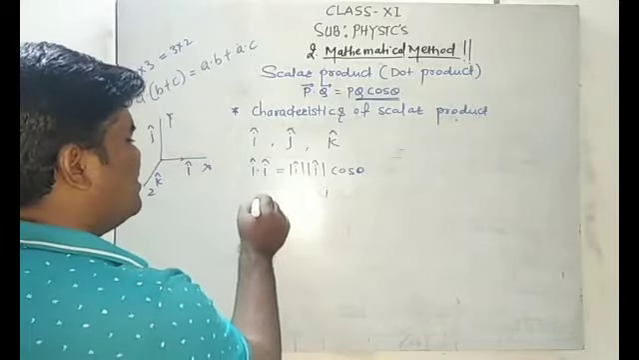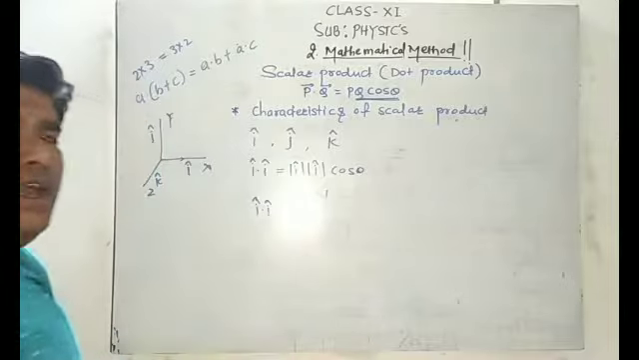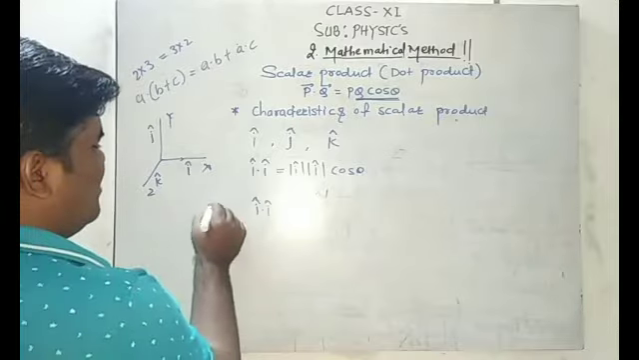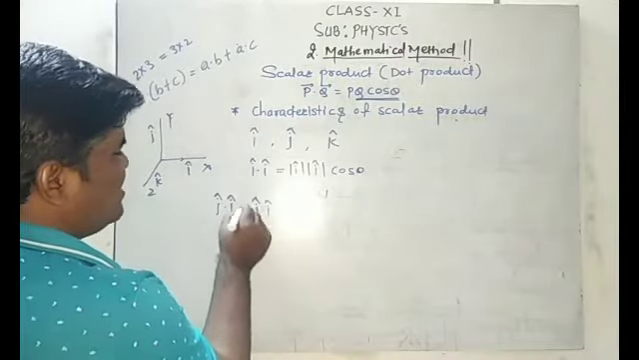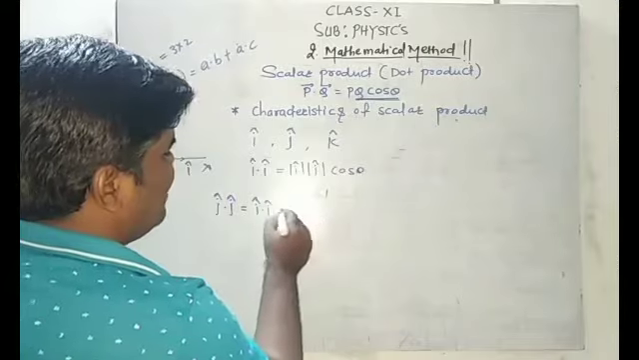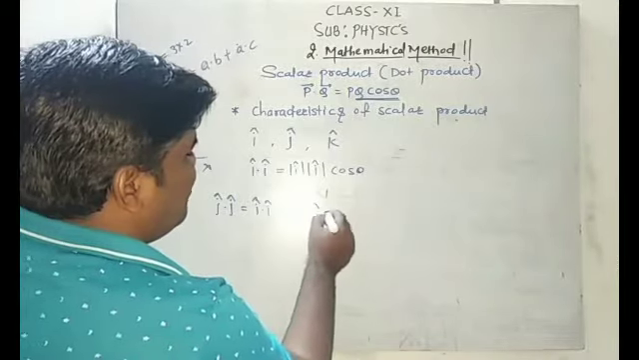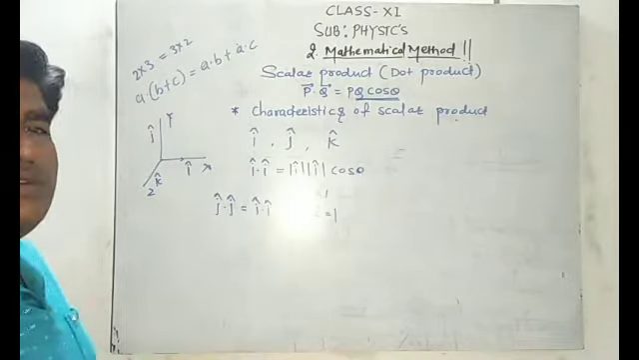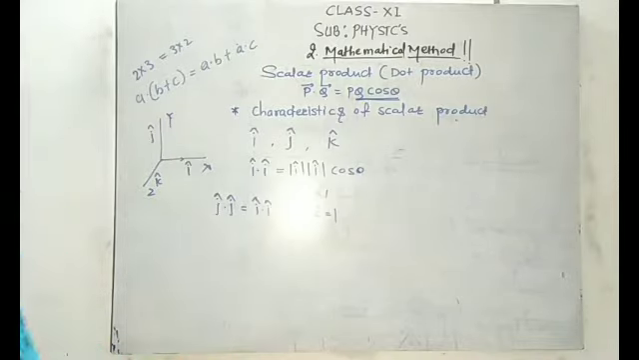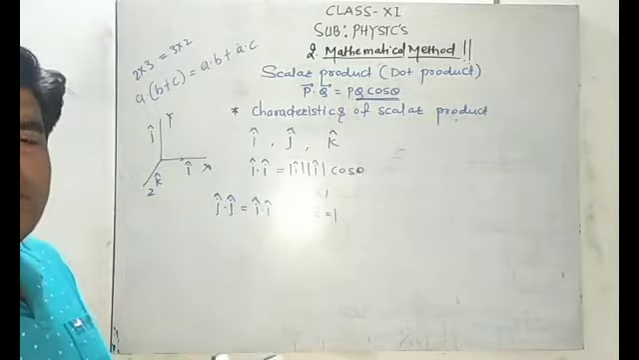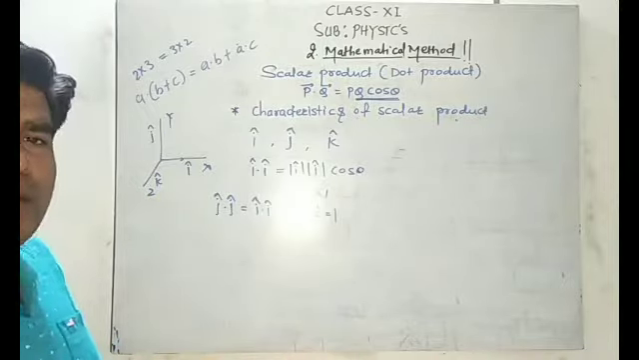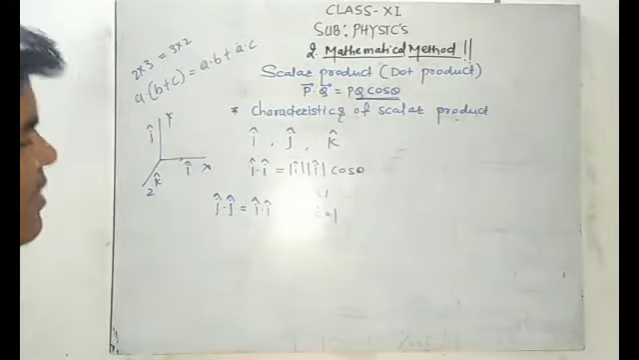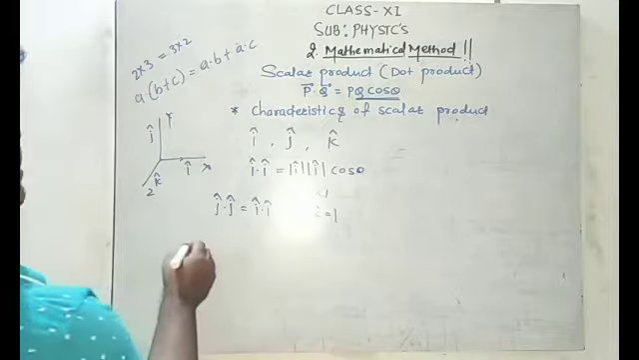So i cap dot i cap is equal to 1. Similarly, j cap dot j cap is equal to 1, and similarly, k cap dot k cap is equal to 1, right? So this is another property of a scalar product: the product of two same unit vectors is equal to 1 in a scalar product. So next one is what?